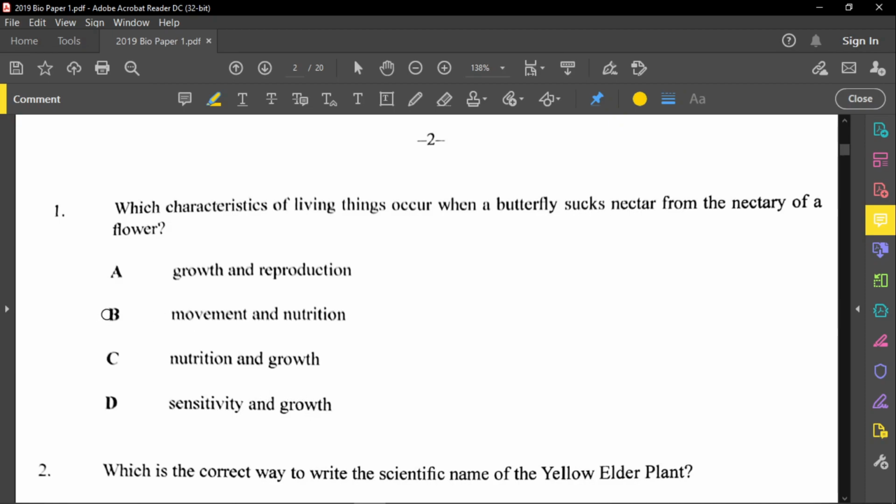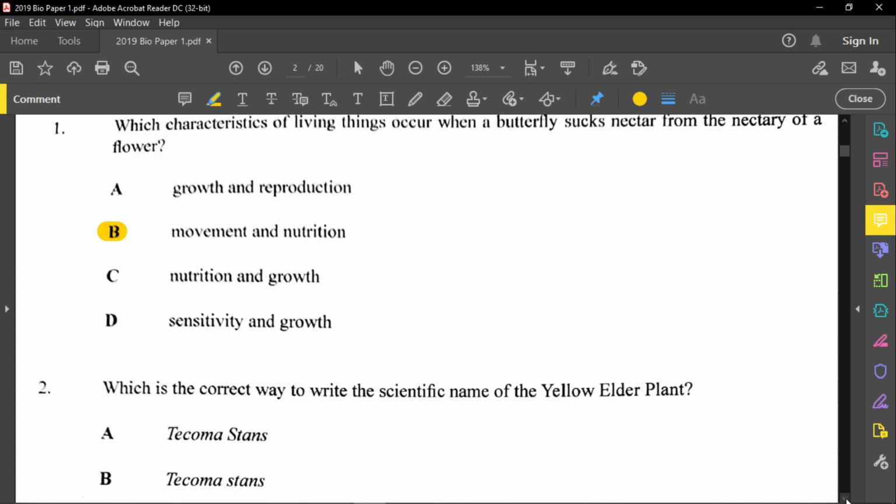For the butterfly to reach the flower, the butterfly will have to move, and then the nectar that it sucks from the flower, it will use that for nutrition or for food. All right, so B will be our correct answer for number 1.